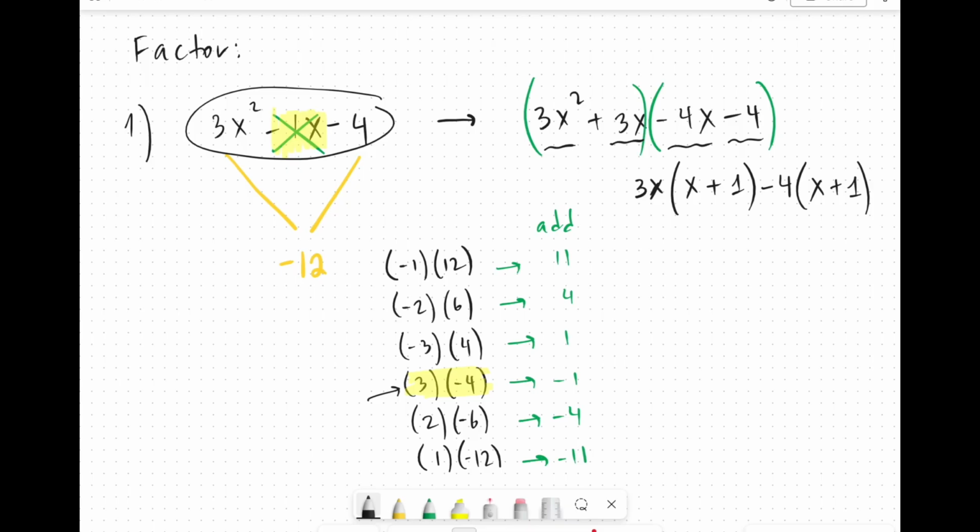The final step in factoring is to locate your matching binomials. Here it's x plus 1. We write it once in the front. And then in the second set of parentheses, you collect all of the non-matching terms. This is it. Let's look at another example.